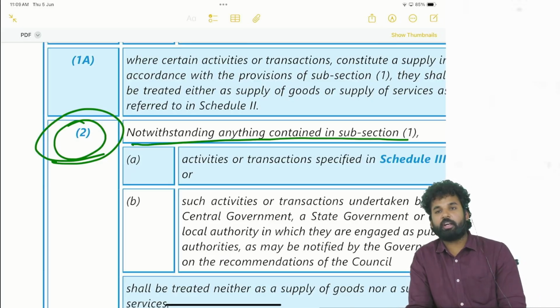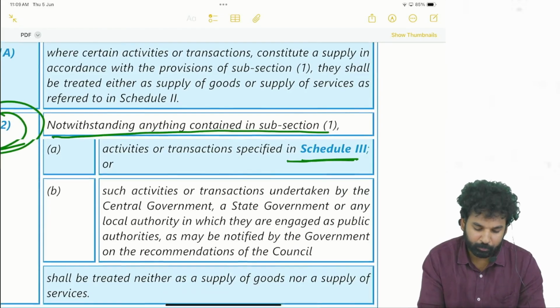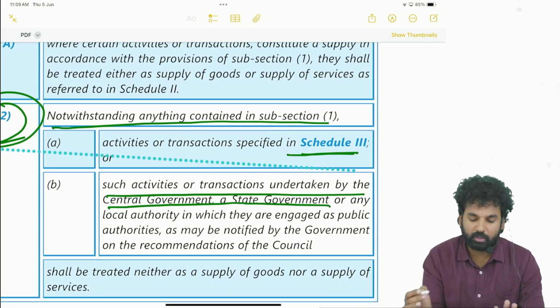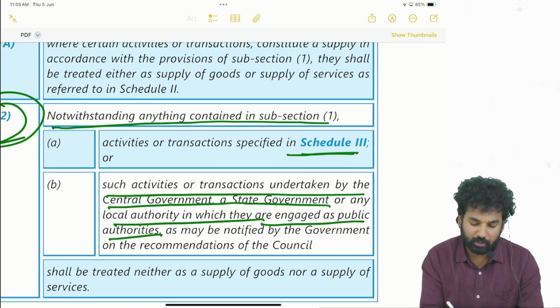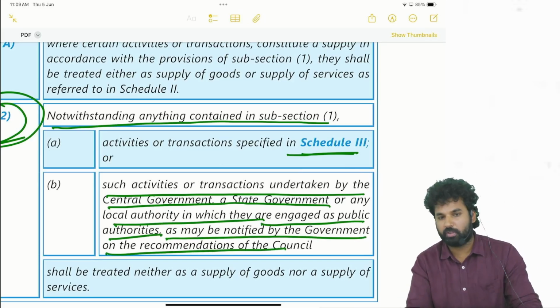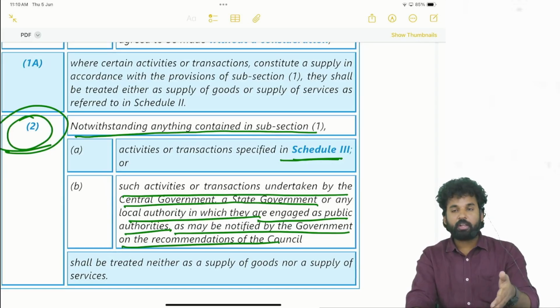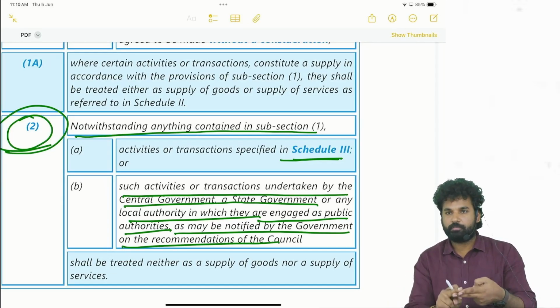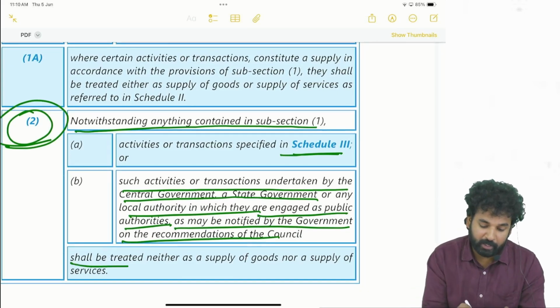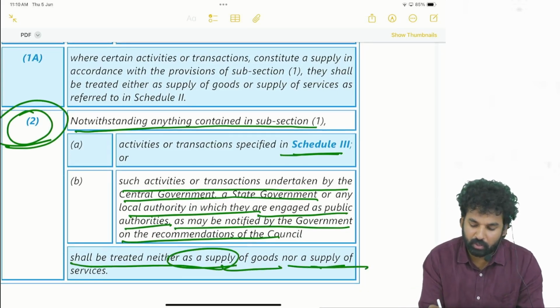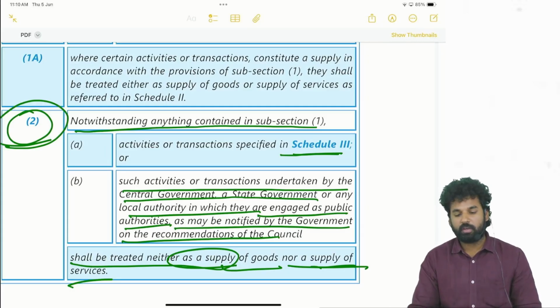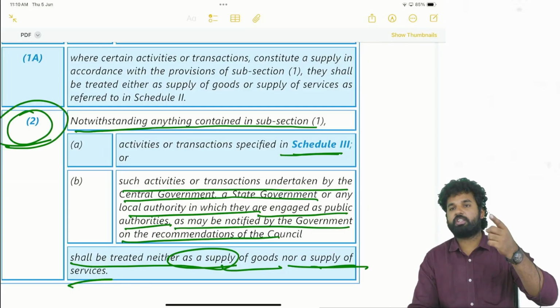Notwithstanding anything contained in subsection 1, that means subsection 1 conditions have been satisfied here, but still it shall not be treated as supply. So activities or transactions specified in schedule 3, or such activities or transactions undertaken by the central government or state government or any local authority in which they are engaged as public authorities, as may be notified by the government on the recommendations of the council. So that means activities or transactions listed out in schedule 3, or an activity by the central government or the state government which by notification has been released, shall be treated neither as supply of goods nor as supply of service. Even though subsection 1 conditions have been satisfied, even though it comes under the scope of subsection 1.